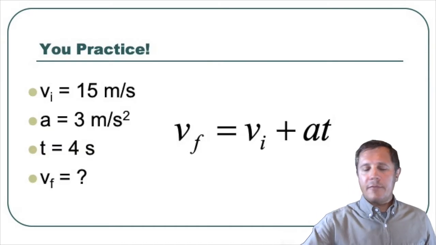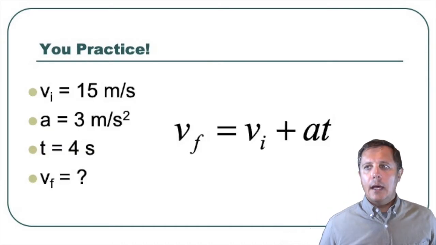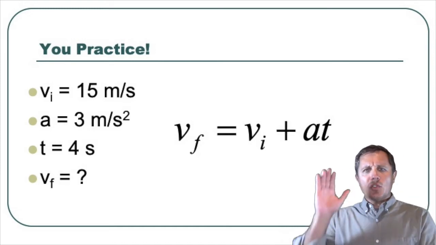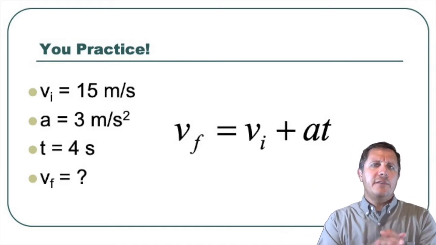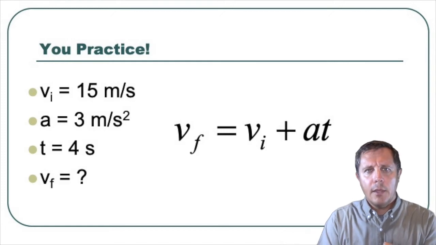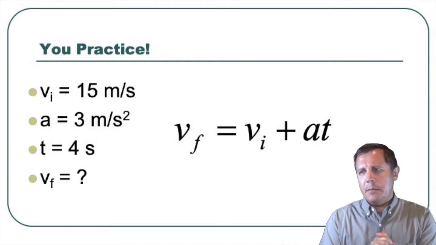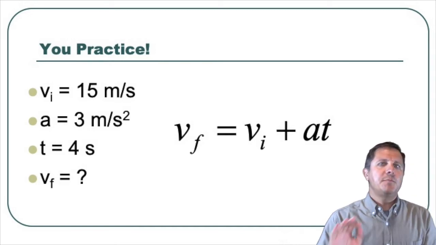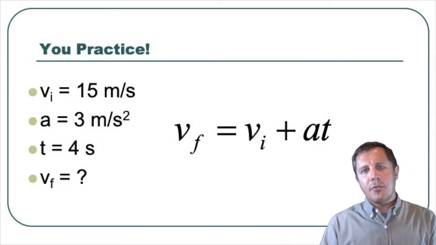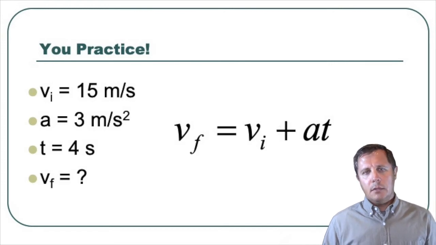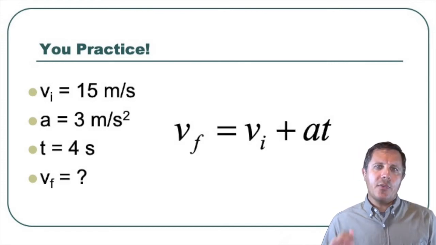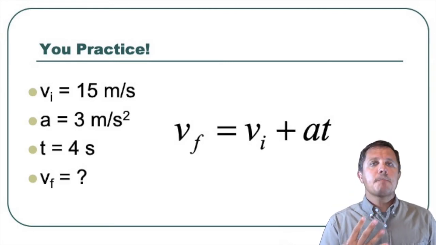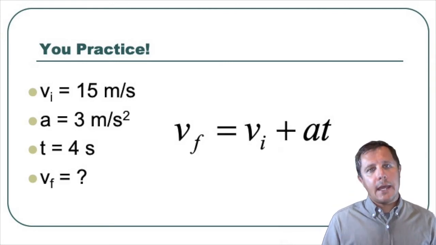Now, let's talk about that first equation and how to use it. Let's make an example. Let's say that you're driving along in your car. You're already starting with a velocity of 15 meters per second, and you're going to step on the gas and accelerate. You're going to speed up at a rate of 3 meters per second squared. After 4 seconds, what will be your new velocity?